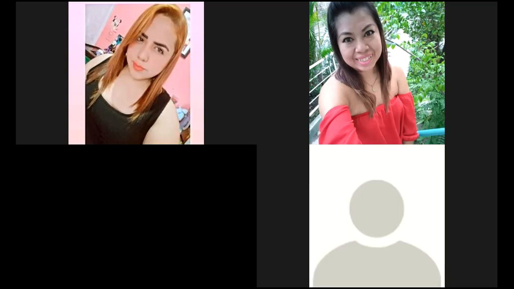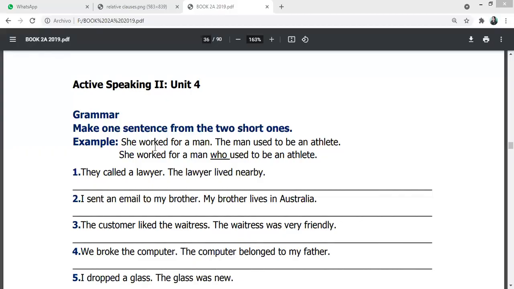So that's why for everyone, I need you to open your book. Open your book. Then we're going to practice some questions, some speaking activities, okay? So I need you to open your book on page number 36. Page number 36.